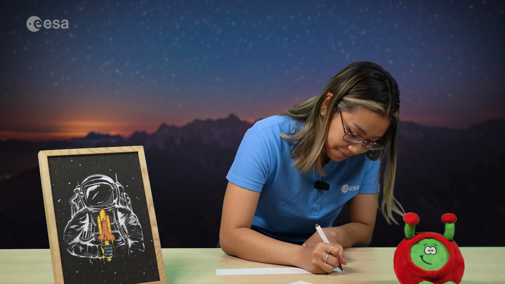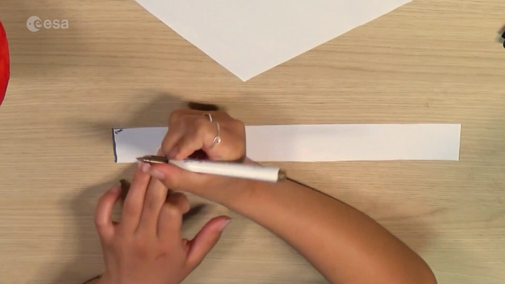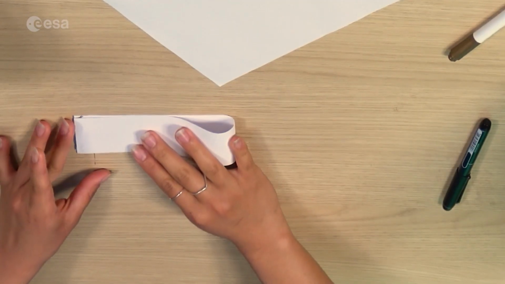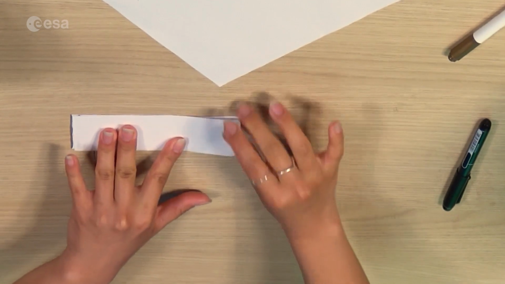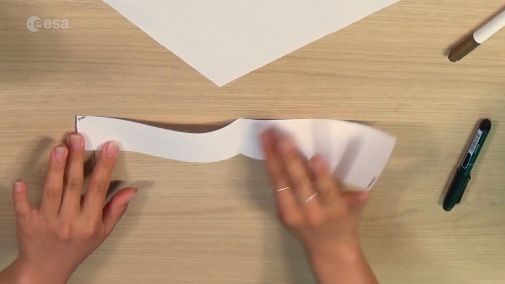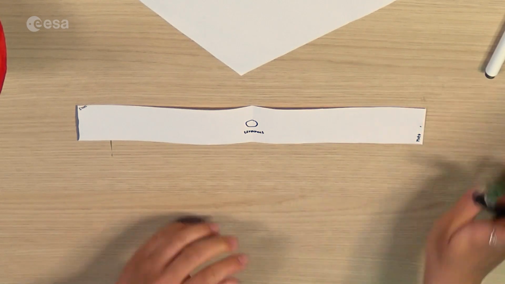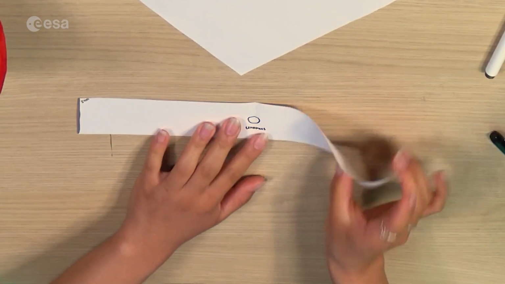Repeat this on another strip of paper. Draw the Sun and Pluto at opposite ends of the sheet. Now fold the paper fully in half and draw Uranus. Fold the paper between Uranus and Pluto, then draw and label the fold Neptune.